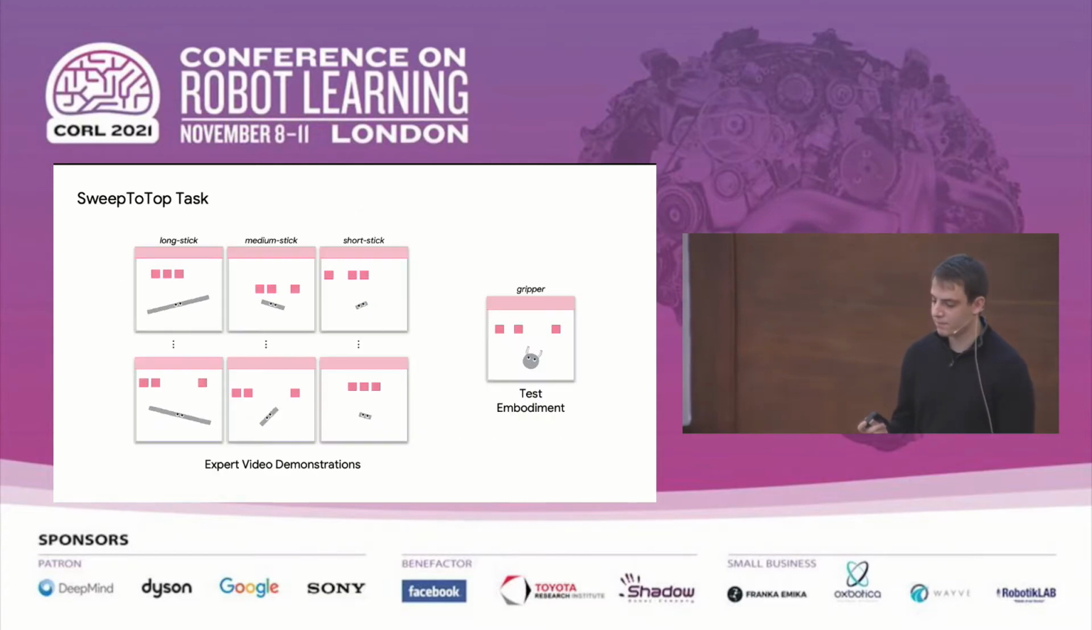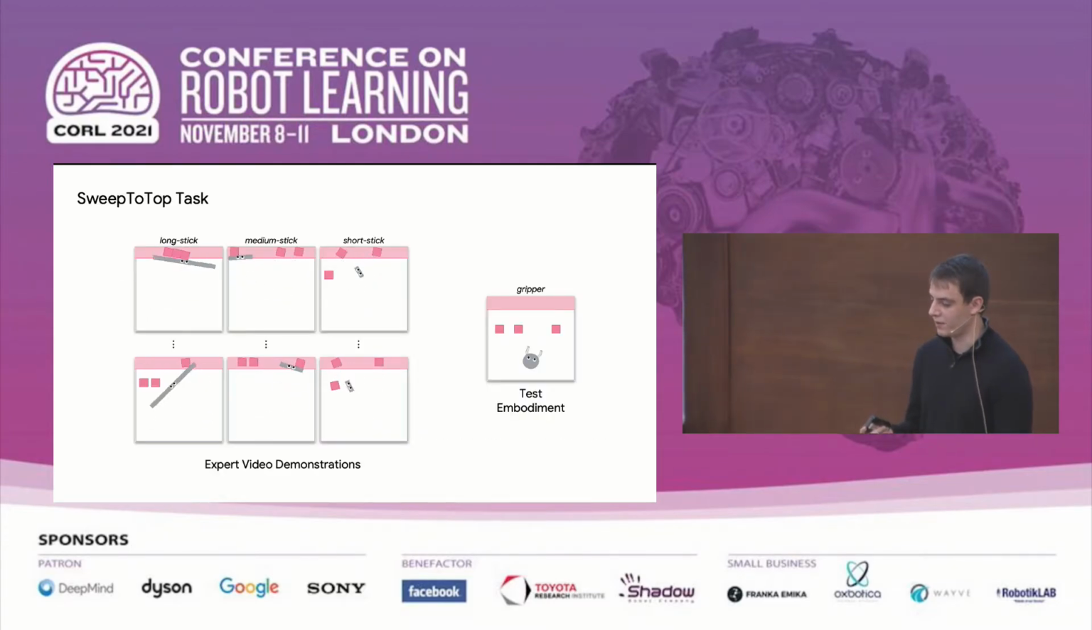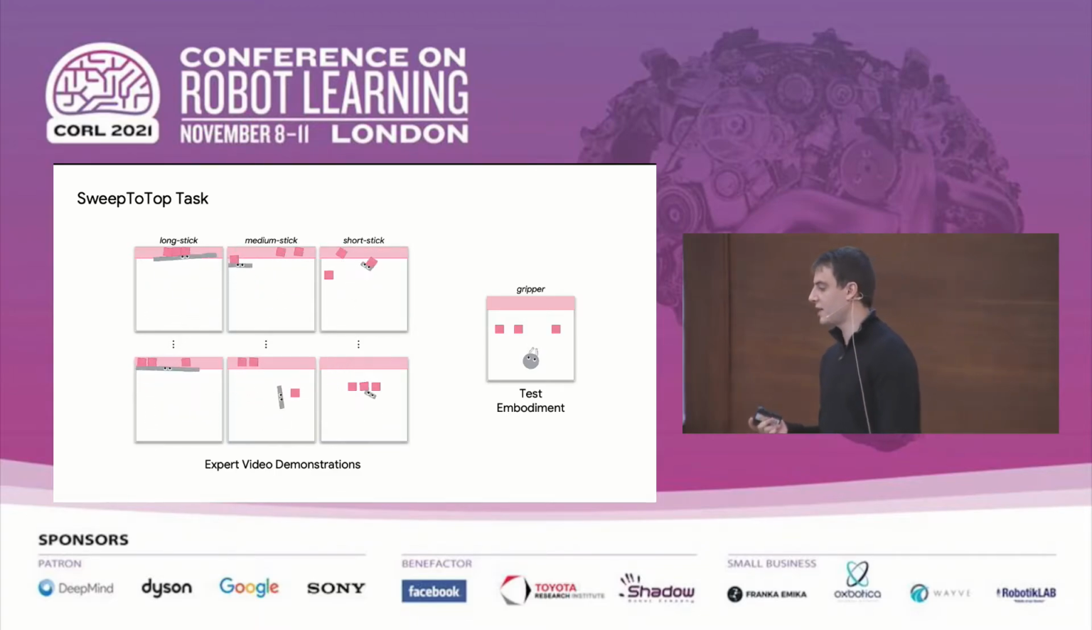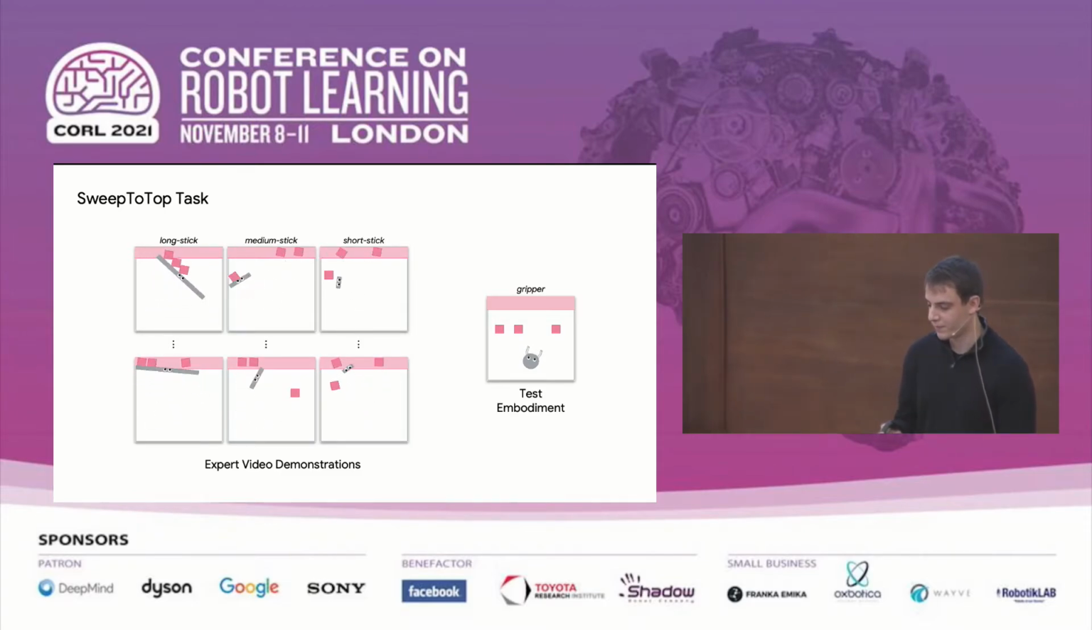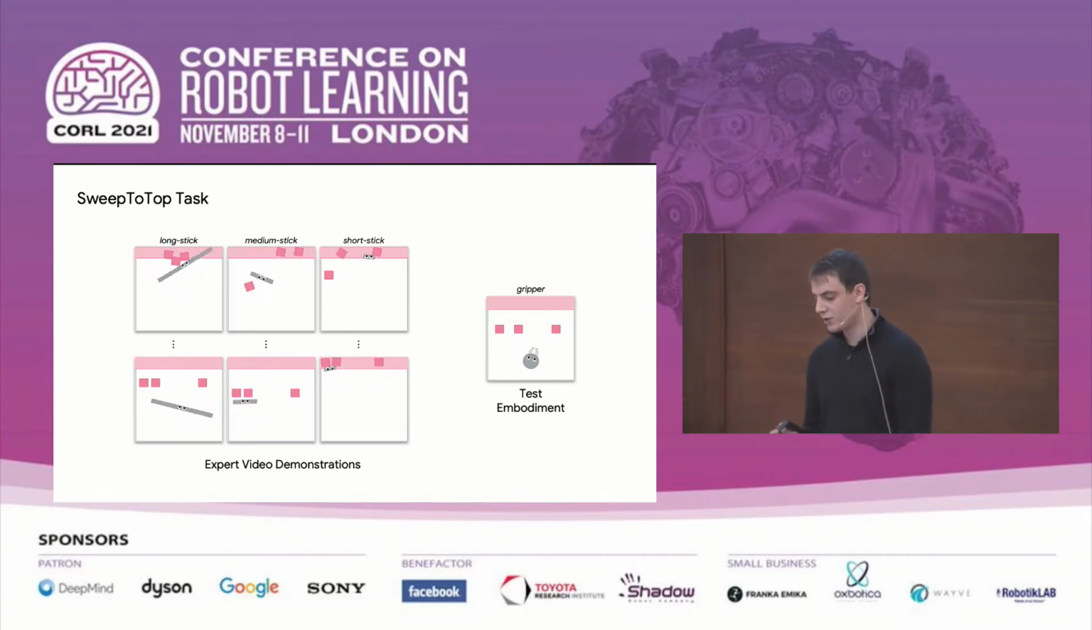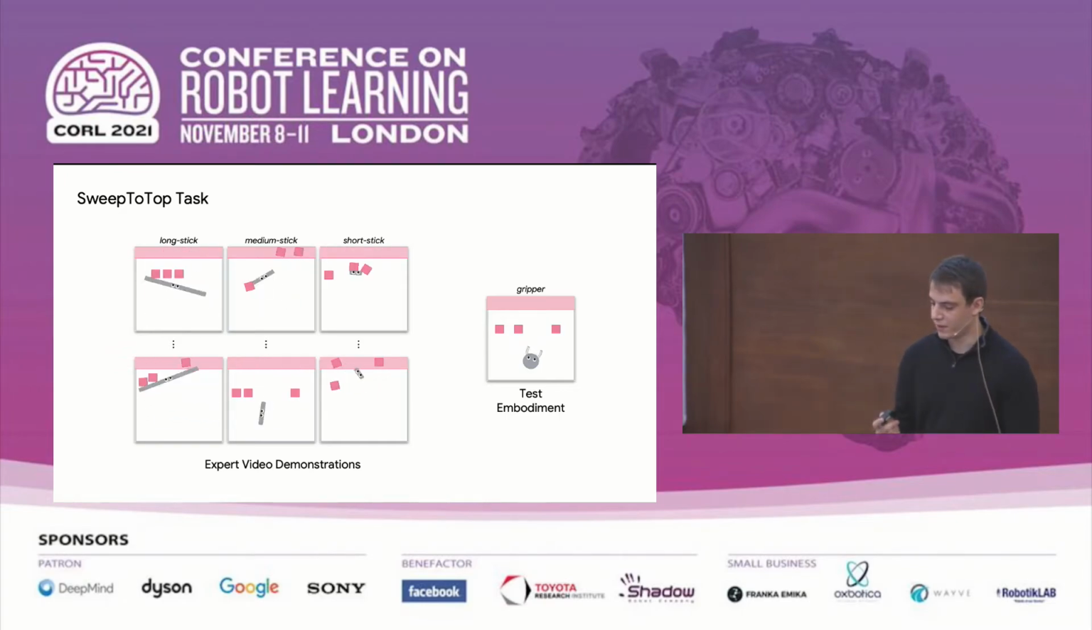But we focused on this sweep to top task in the environment. Here we have 4 different embodiments, 3 stick agents and 1 gripper agent. The stick agents have 2 degrees of freedom, and the gripper agent has 3 degrees of freedom. The goal is to sweep these debris to the top of the arena, in the pink zone. What you see is that by changing the shape of the agents, you change the strategy and the way they perform the task.